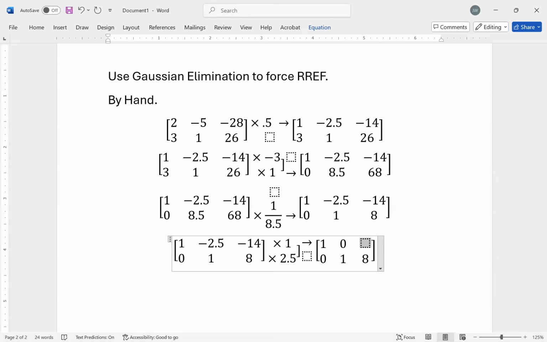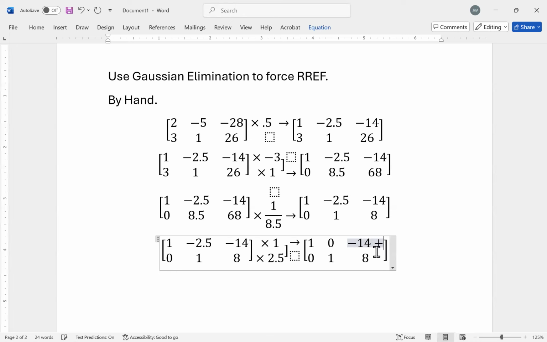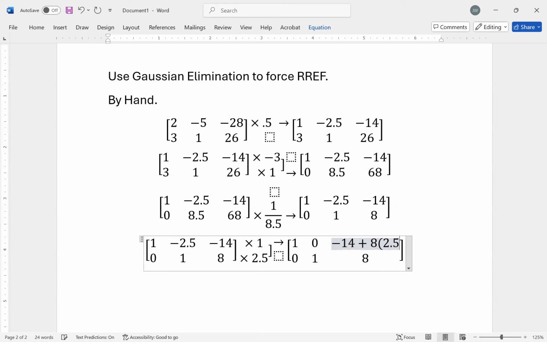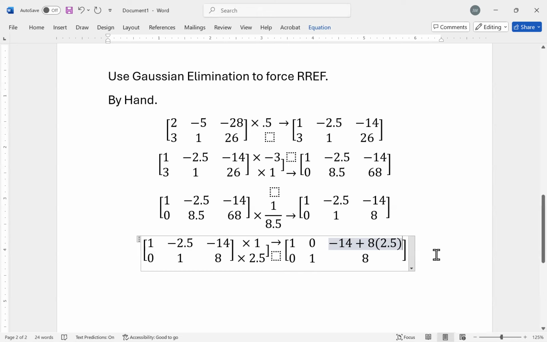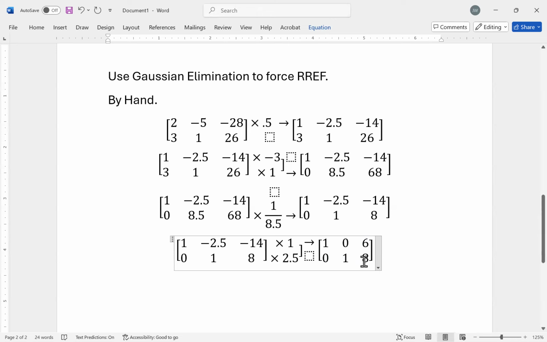And then my third entry is going to be negative 14 times 1 plus 8 times 2.5. Well, that can be calculated. And when I calculate that, I get a 6. Now I have exactly what I want. I have the 1s in the pivot positions, 0s above and below the pivot positions, and this stair stepper effect.